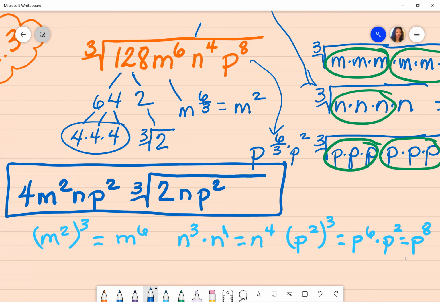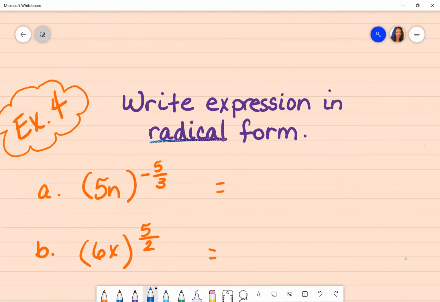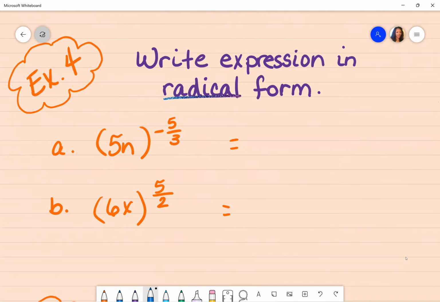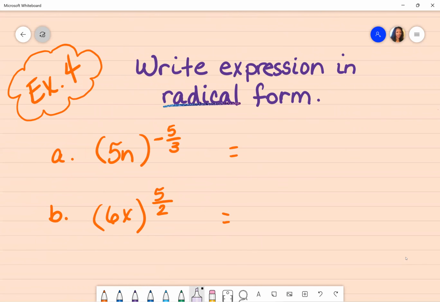All right, the next two should be fairly easy because all we're doing is rewriting from one form to the other. So write an expression in radical form. If you ever see a negative sign there, that's telling you that you're going to have a fraction. So you're going to have 1 over something. 1 over.